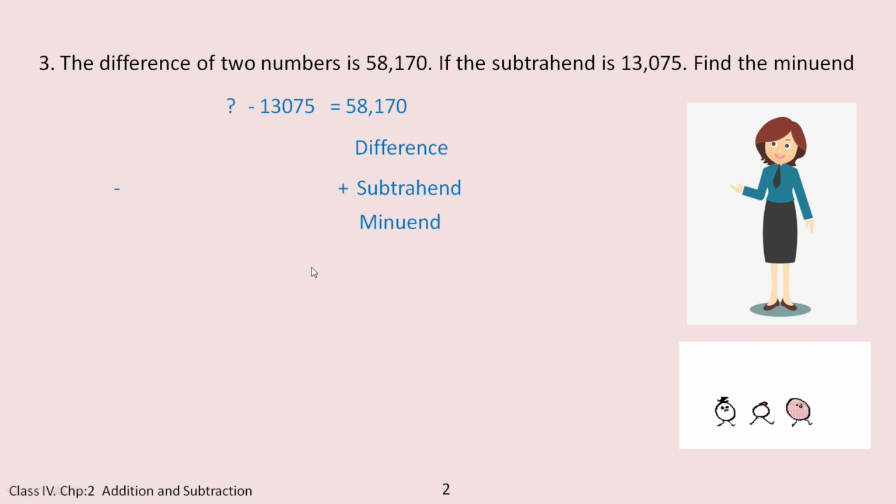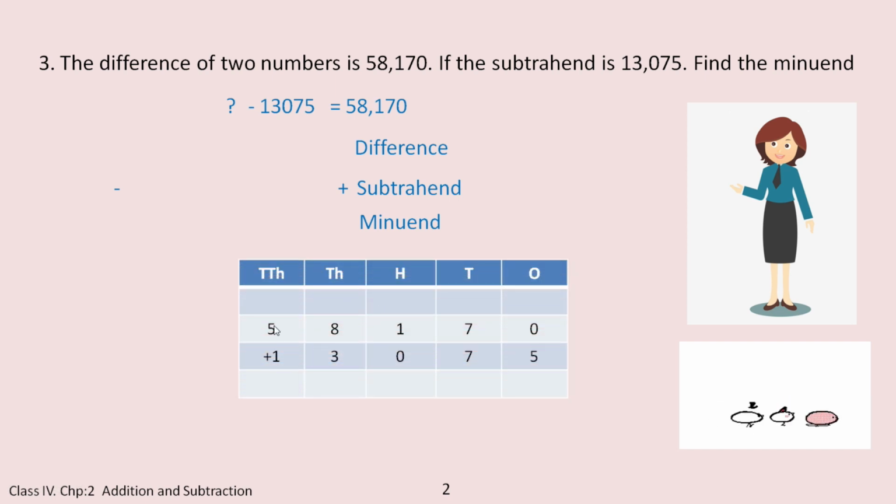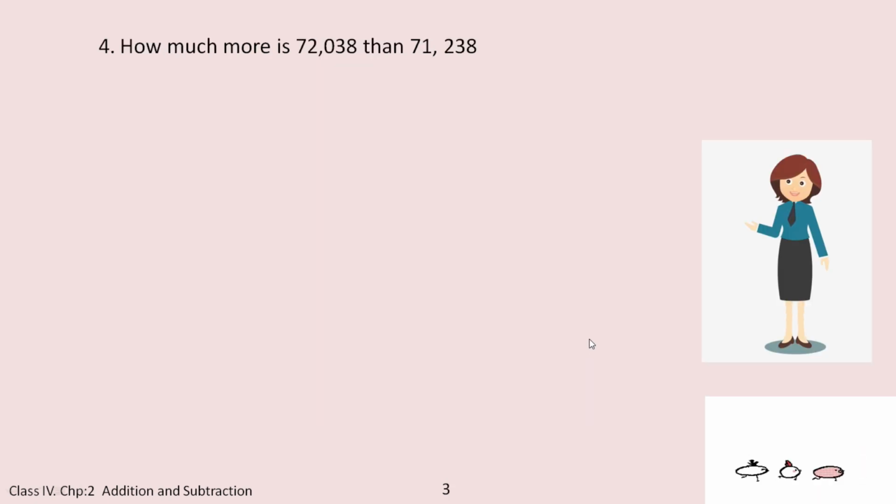Fine. So we will have our place value chart and place the two numbers and add. Okay, don't make a mistake here. We will add the two to find the minuend. Now starting from the extreme right, 0 plus 5 will give me 5. 7 plus 7, 14. So 4 here and 1 carried over. 1 plus 1, 2. 8 plus 3 will give me 11. 1 here and 1 carried over. 1 plus 5 plus 1 will give me 7. So my minuend is 71,245. Clear with it?